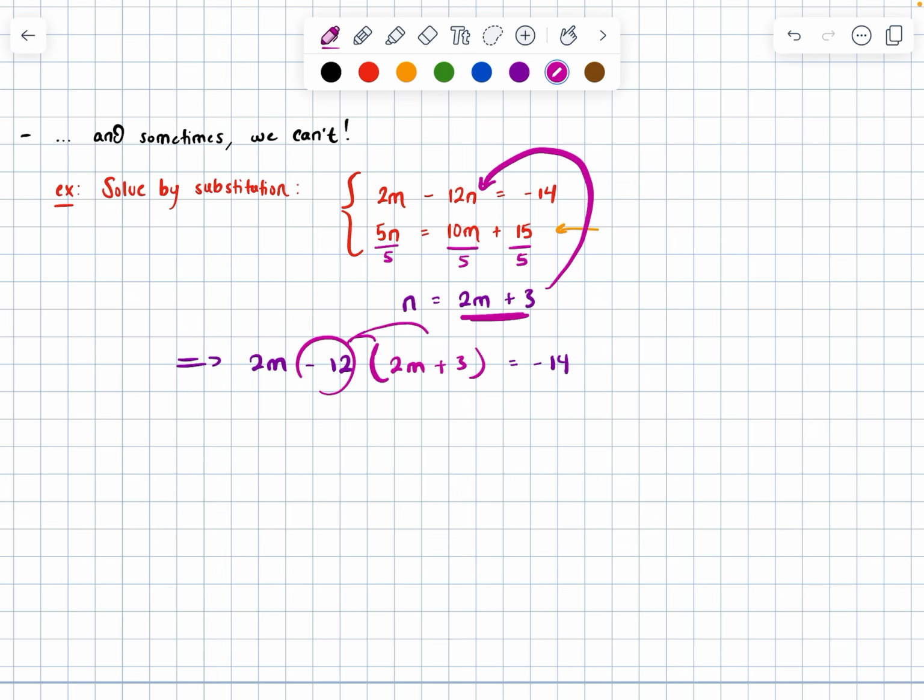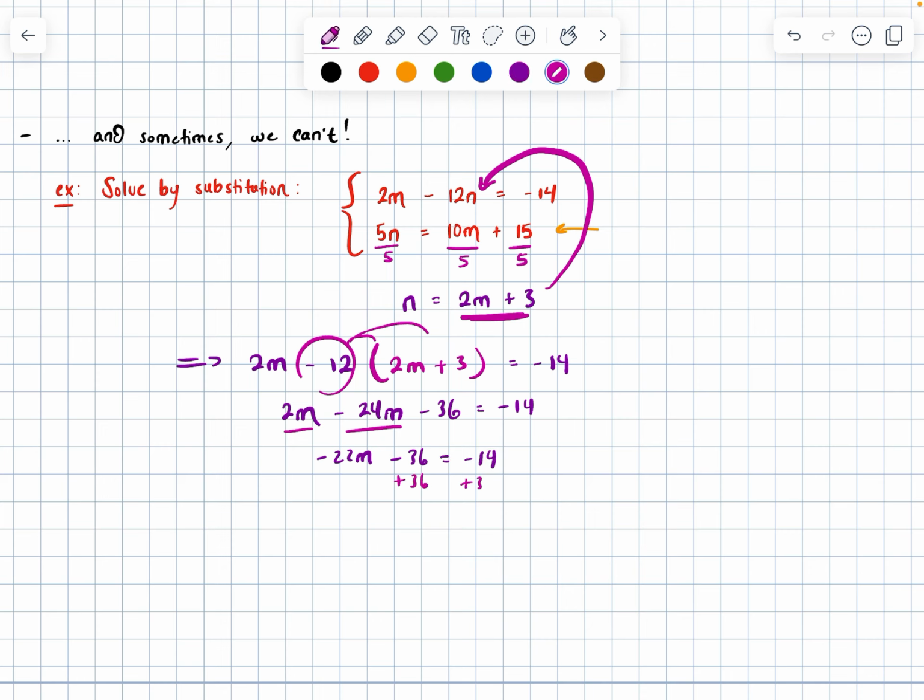Alrighty, so I'm going to do some distributive property. Negative 12 here is going to get distributed, kind of a big number, but that's fine. 2m minus 24m. Negative 12 times 3 is negative 36, which is equal to negative 14. From here, I've got some like terms. 2m minus 24m is negative 22m minus 36 equals negative 14.